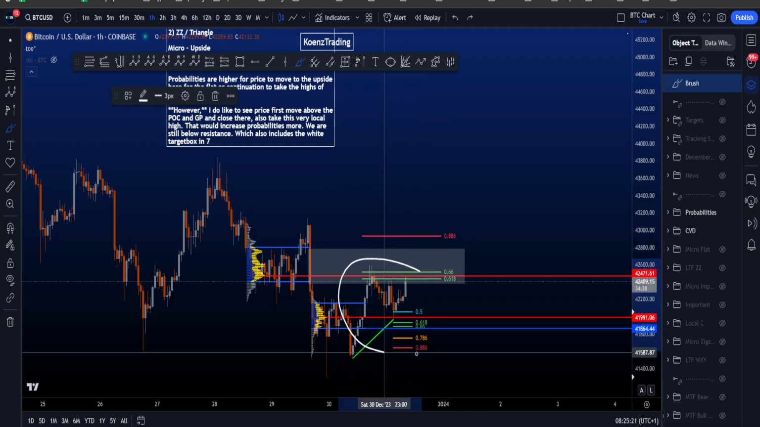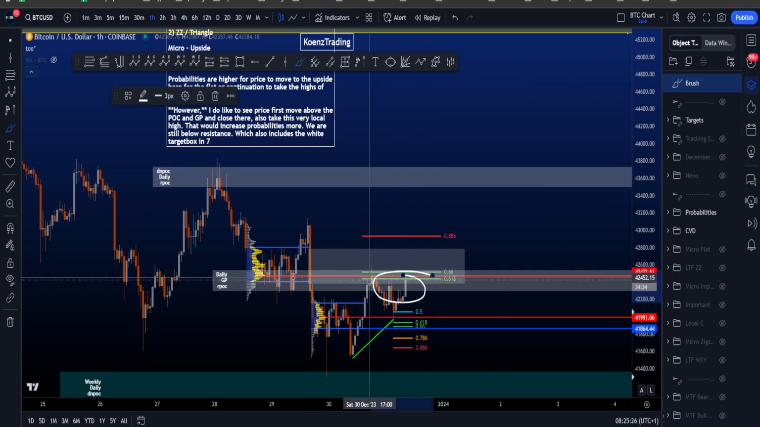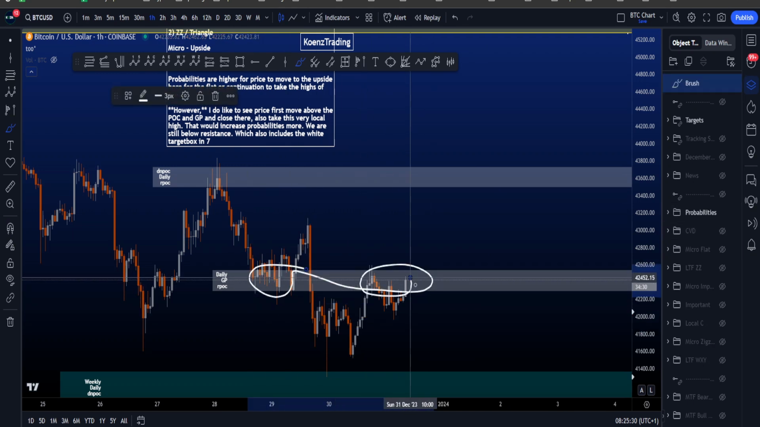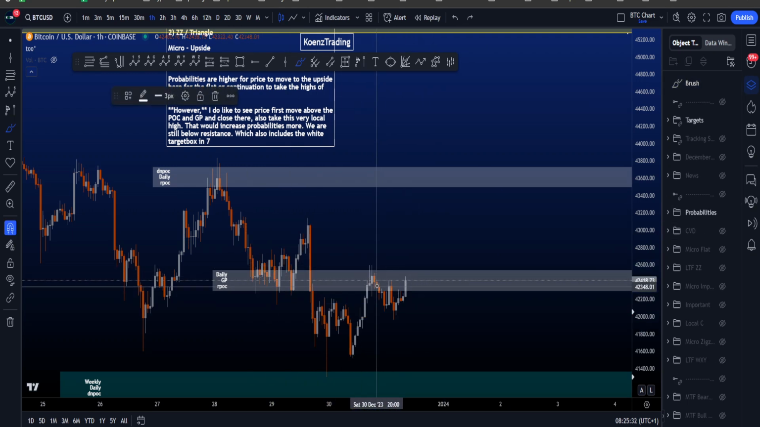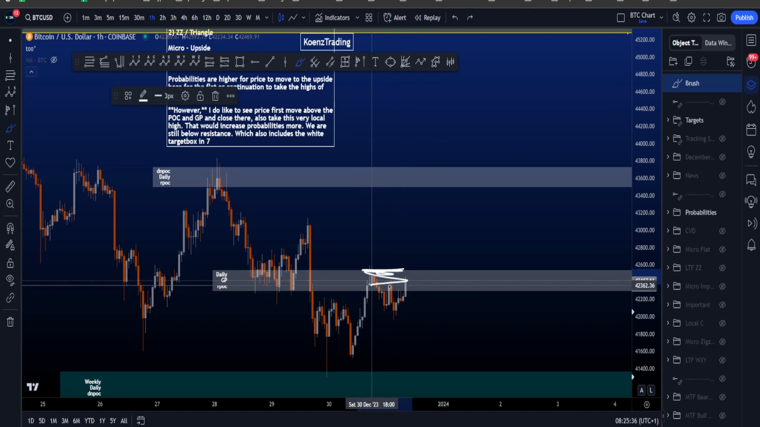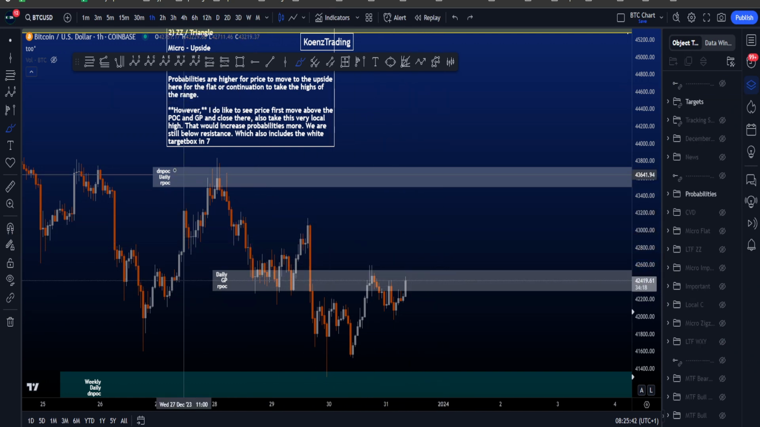We are still below resistance, which also includes this white box over here. It was support before, can turn into resistance as it had shown at least once now, and now we're testing it for the second time. Passing this box, passing the golden pocket, passing the point of control, probabilities increase to look for a move towards the upside in this range, and then we'll take it from there.